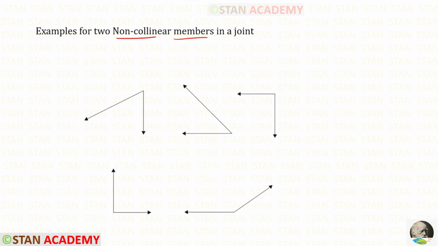Non-collinear members are just the opposite of what we have seen. If in a joint two members are not in the same straight line, they will be called non-collinear members. You can see that in this joint, these two members are not in the same straight line, so both of them are called non-collinear members.